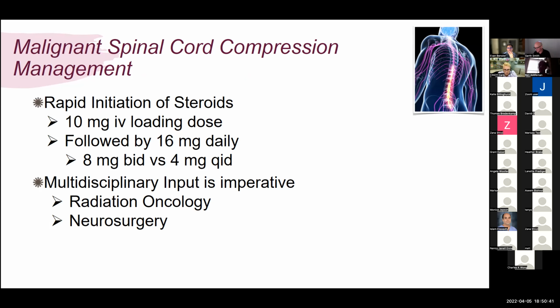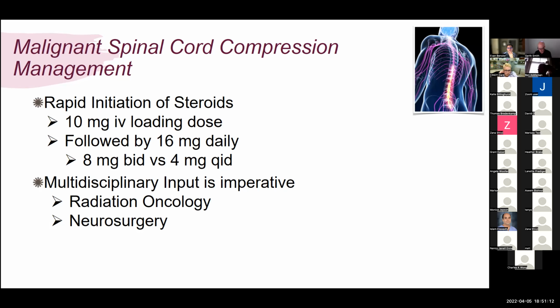4 QID. Dexamethasone is the steroid we typically use because it has better penetration into the CNS and into the spinal space. Dexamethasone has a really high bioavailability. So even in patients where you might not have access to an IV or the IV medication, giving it orally is still very effective.